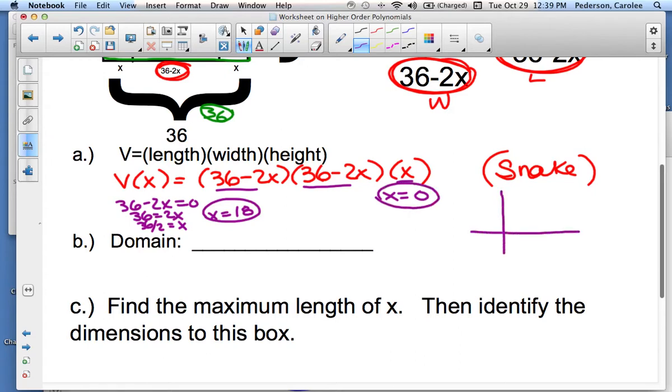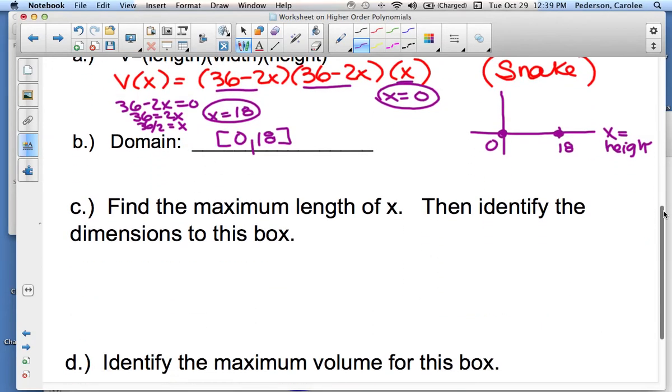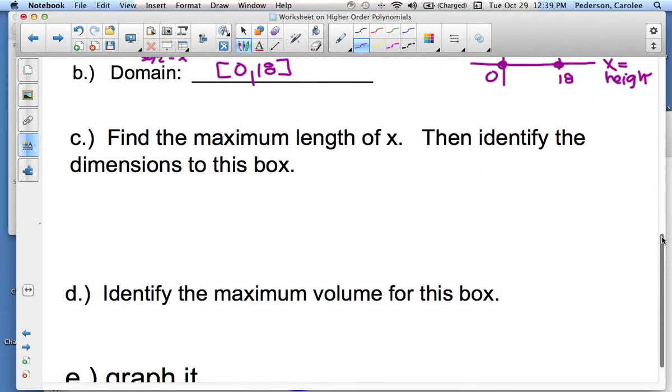If I create a little sketch first, if this is my x-axis, which represents the height of the box, I have an x-intercept of 0, and then I have another one at 18. So my domain has to be somewhere between 0 and 18. All right, let's go on now and find the maximum volume of this box.